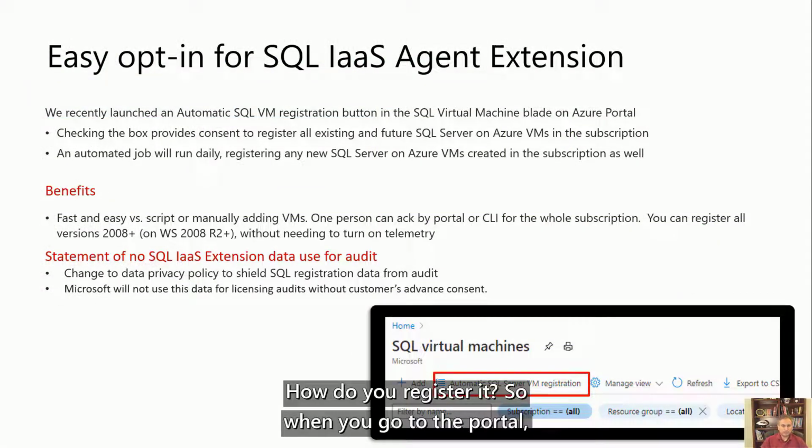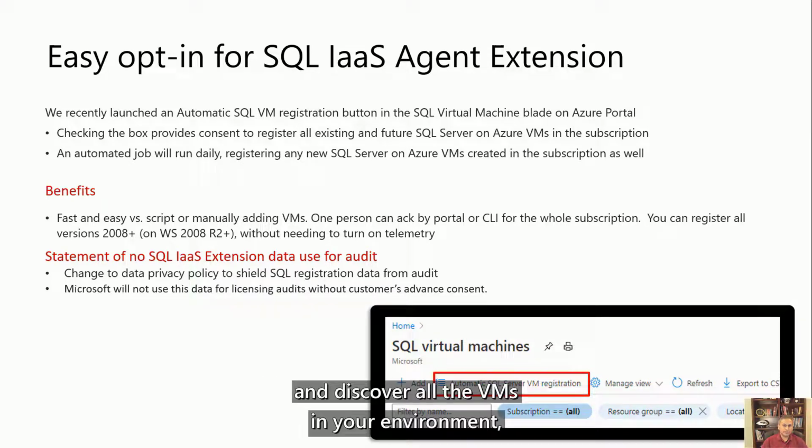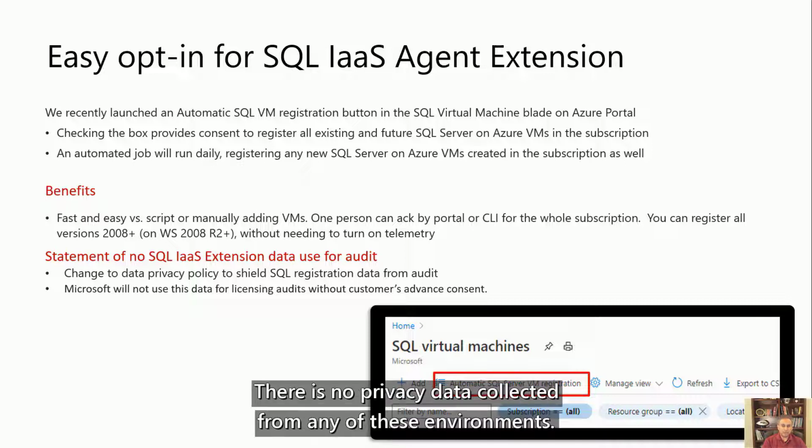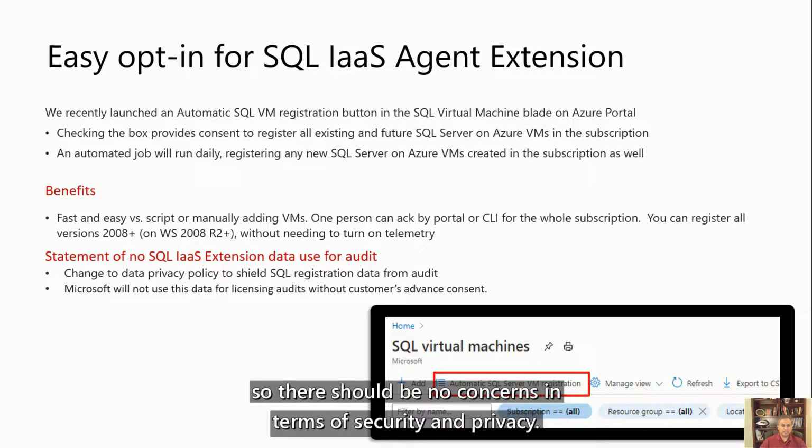How do you register it? When you go to the portal, as you can see in the screenshot at the bottom, you can just click on the automatic registration button. All this requires you to do, at the per subscription level, is acknowledge that you want the agent installed. Then Microsoft will automatically go and discover all the VMs in your environment and register them for you, so you don't have to do it manually yourself. And there is no privacy data collected from any of these environments. It is still all your data, protected by you, so there should be no concerns in terms of security and privacy.